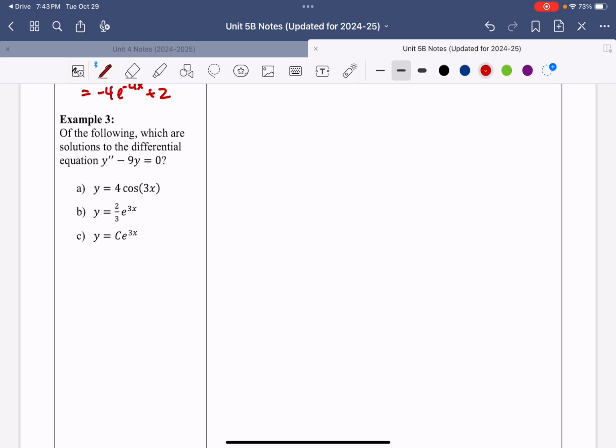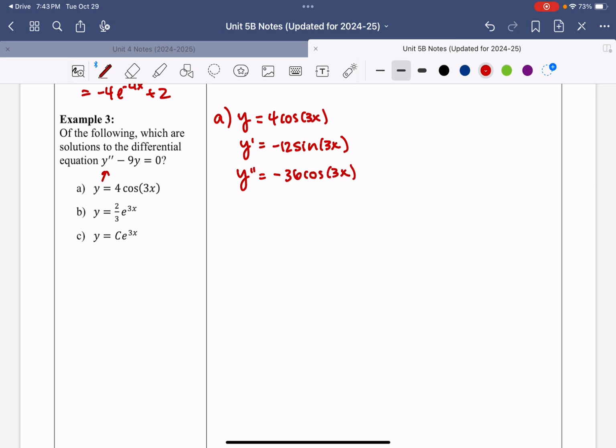So probably want to write small for this if you haven't already. So for A, I know here that I'm going to need a y double prime. So for our first function, 4 cosine of 3x, looks like we need to find its second derivative. So we're starting with y, which is equal to 4 cosine of 3x. Okay, y prime would be equal to its derivative. So this would be negative 12 sine of 3x if we chain rule it. And then y double prime will be equal to negative 36 cosine of 3x.